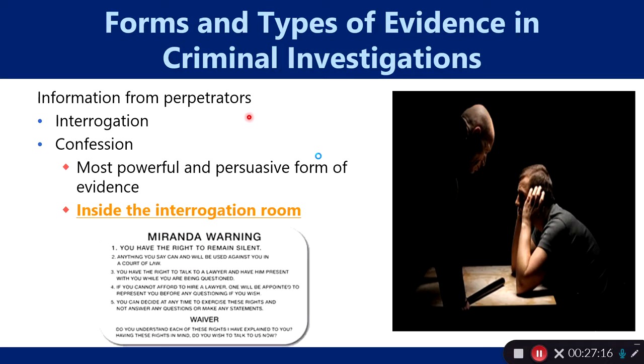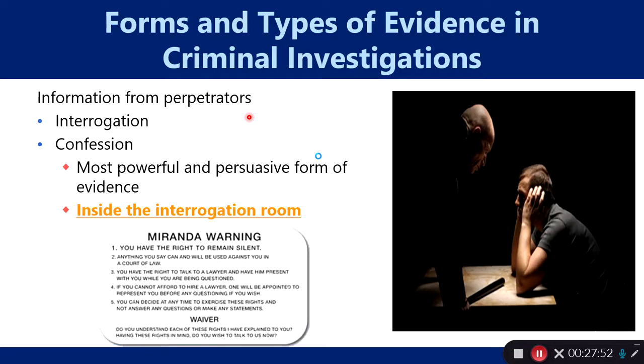Some other types of investigative evidence are what is known as a confession. A confession is the most powerful and persuasive form of evidence. I've never heard of anyone getting off who has had their confession admitted into trial against them, because the jury is going to say, well, you admitted to this. You wrote out a whole statement where you said that you did this. And when someone does that, you don't need to really present all of these other things.